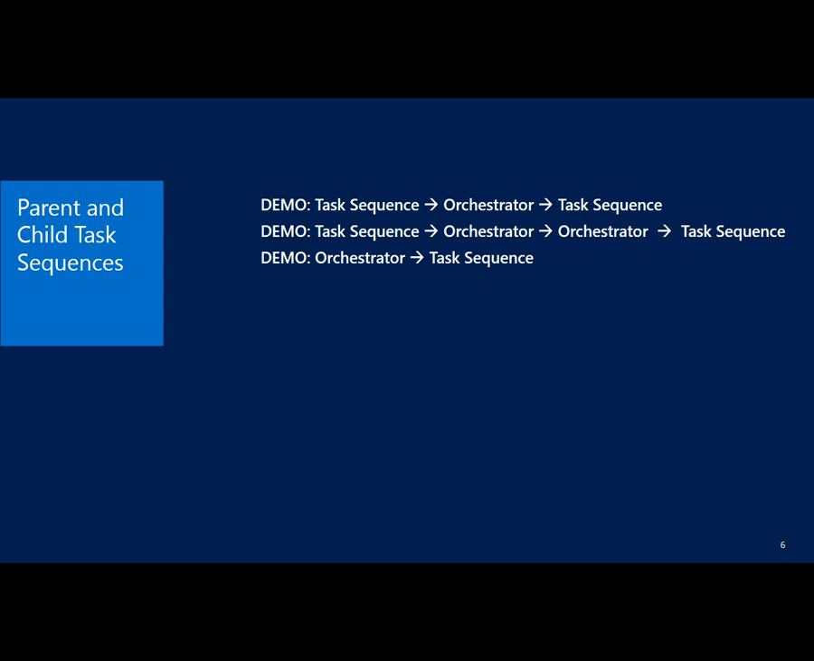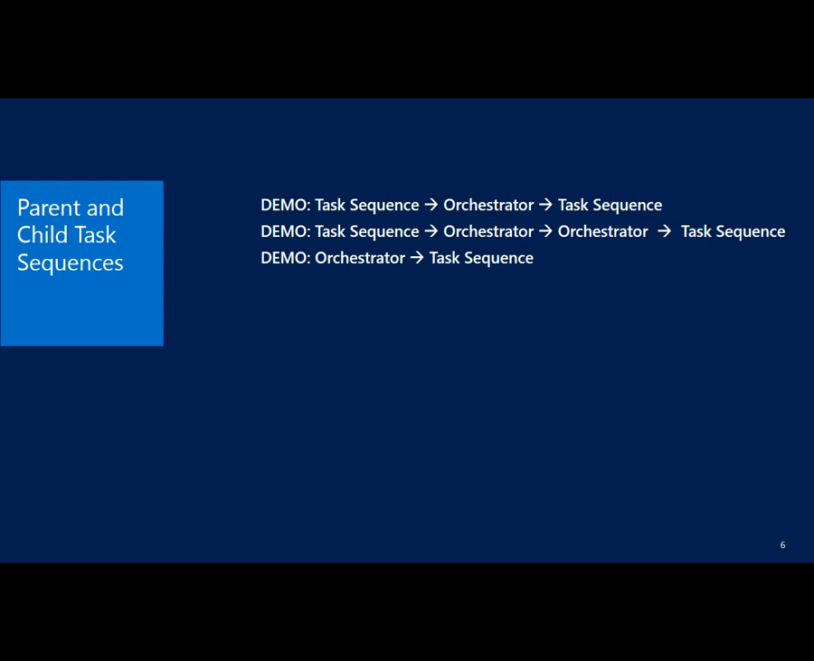Maybe it's adjusting something in AD. Maybe it's making sure a particular setting is correct on a domain controller before you move on. Whatever it is, right? Something that's better suited for Orchestrator than a task sequence. You could maybe do it in the task sequence, but it might be more appropriate to call into an Orchestrator server that is closer to wherever you're doing the action, whatever it is, right? There are scenarios for it.